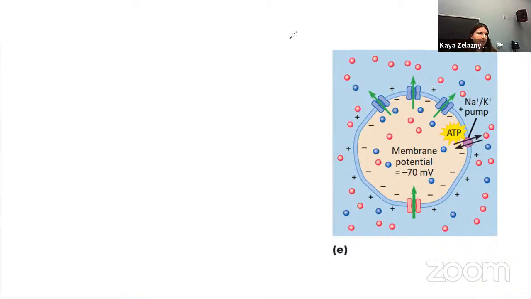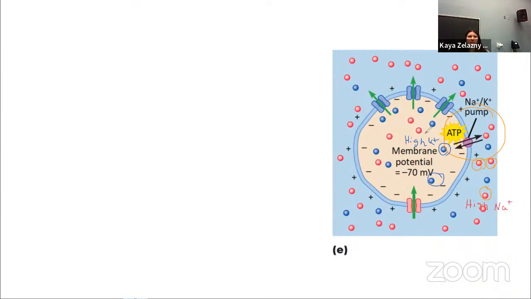But we also have a sodium potassium pump, right? So this sodium potassium pump sends 3 sodium out by primary active transport, pulls 2 potassium in. So it's maintaining this high potassium inside. And it's maintaining that high sodium outside as it's moving those in opposite directions.